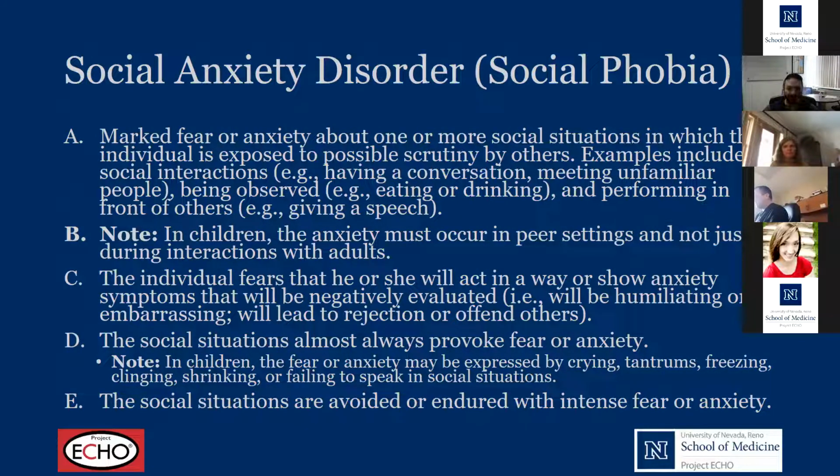Social anxiety disorder. So this tends to present a little bit closer to middle school age. We tend to see it start to come in around 8 years old. We tend to see a spike around 11 or 12 where it peaks. And social anxiety disorder tends to get worse over time. This isn't one of the ones that gets better.